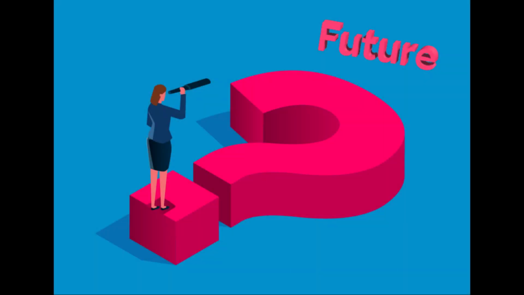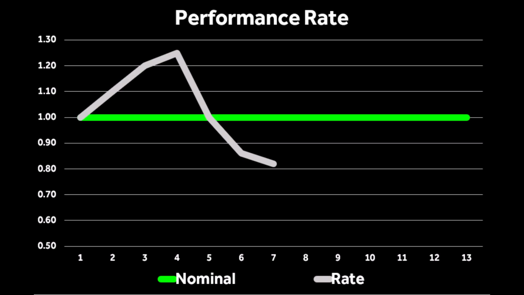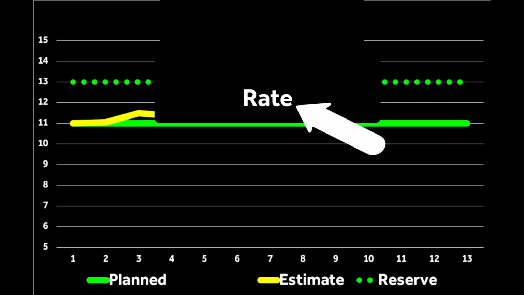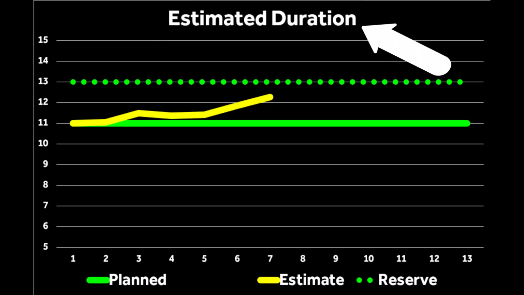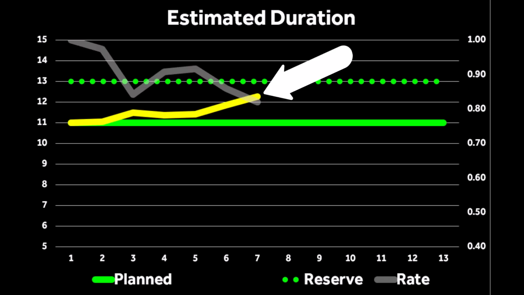To decide, you need to know the impact of performance on the future. And that's given by the duration estimate. It uses current performance to estimate when you'll finish. Current performance is the time earned divided by the actual time. Take that rate, divide it into the planned duration, and you get the estimated duration. In other words, given that rate, it will take this long to finish.